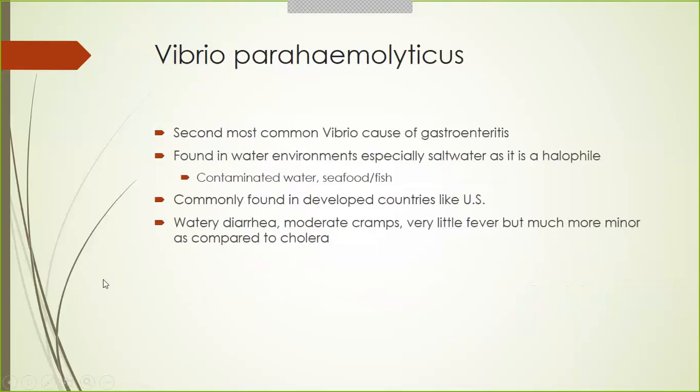All right, Vibrio parahaemolyticus also causes gastroenteritis. This is not as severe as the cholera, but again, found in water environments. Loves salts. Cholera wasn't as much salt water, but this one does love salts. Can be found in the United States here. So if we do grow a Vibrio, maybe it's this one. Some watery diarrhea, moderate cramps, but again, not anything compared to the last one.